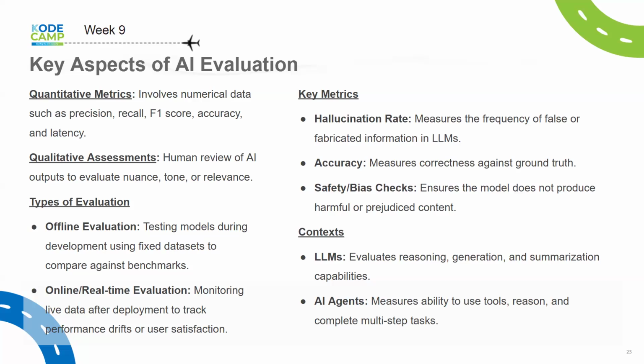So some of the metrics that we'll look at: hallucination rate, which measures the frequency of false or fabricated information that the LLM comes up with. Accuracy measures correctness of the LLM's response with respect to ground truth, when you compare it with ground truth. Then you have safety and bias check, which is to ensure that the model does not produce harmful or prejudiced content.